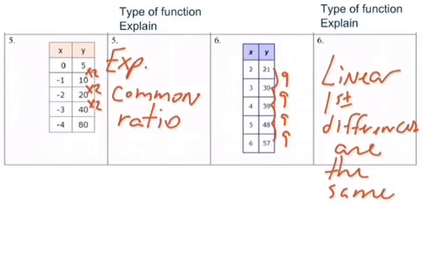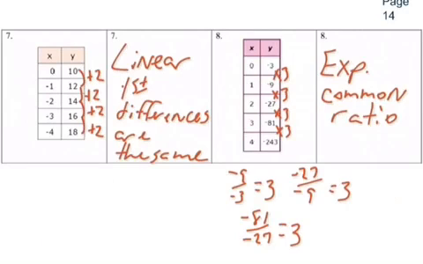So number 5 you should see is an exponential because to go from one y value to the next, you would be multiplying by 2, so it's exponential because there is a common ratio. Again, to check that, 10 divided by 5 would be 2, 20 divided by 10 would be 2. For number 6, all of these are increasing by 9, therefore it's linear because first differences are the same. Question number 7 is also linear because first differences are the same, and each y value is increasing by 2.